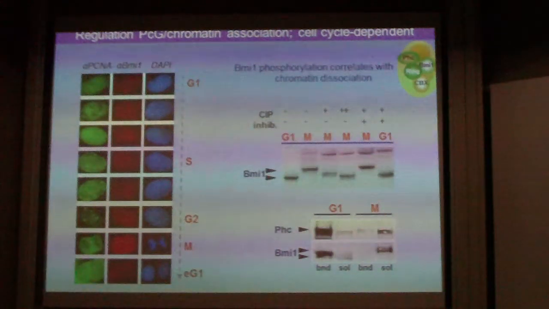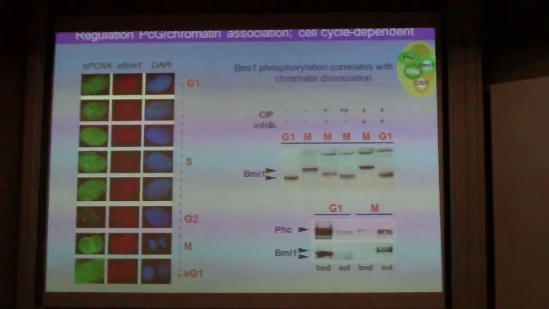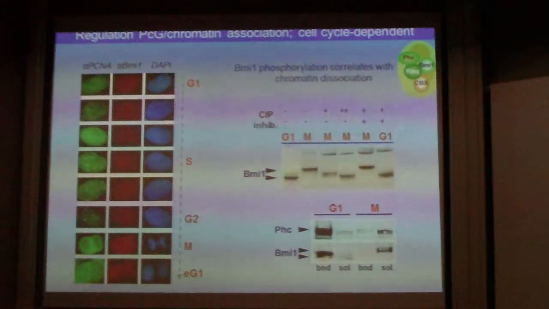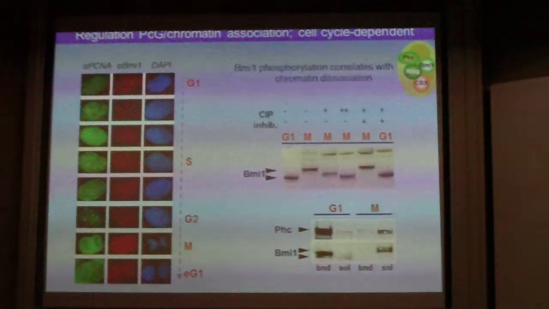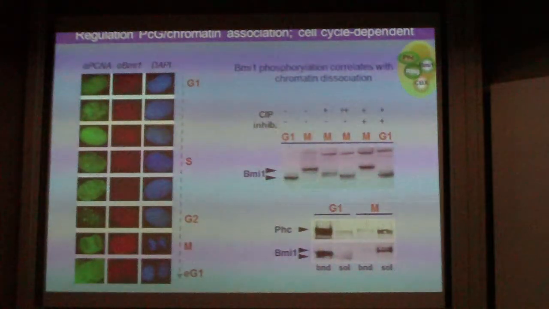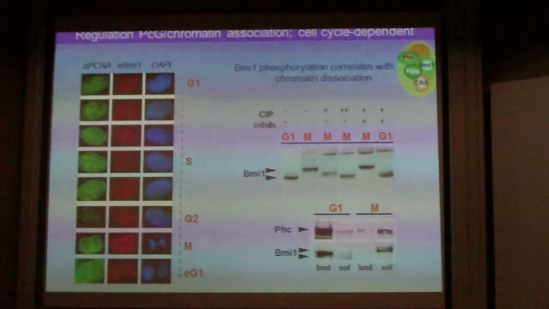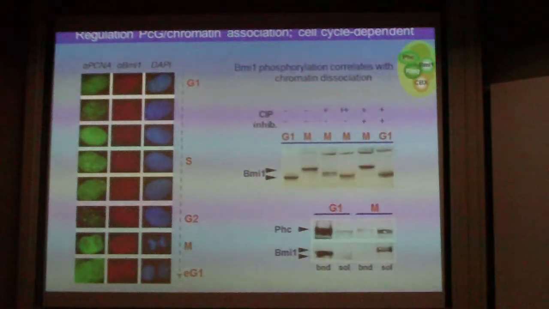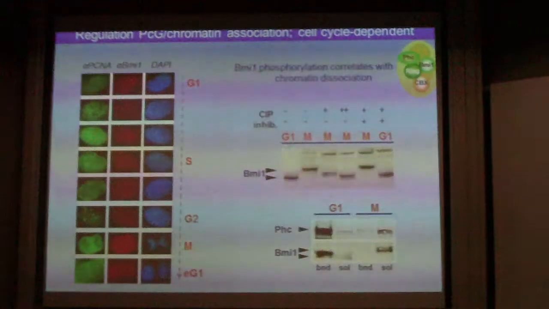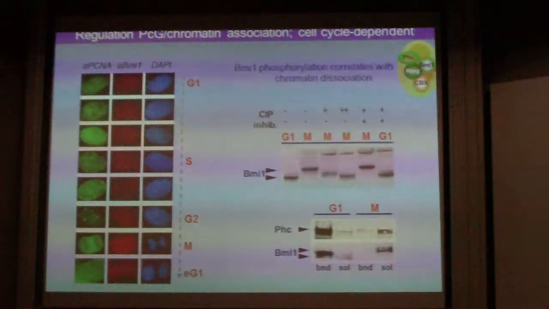With a pull-down assay. Pull-down assay. That's an option. For sure. I didn't do that though. I just made a differential extraction. I separated the soluble protein from the chromatin-bound protein. Okay? And I did that in both G1 cells and in M cells.